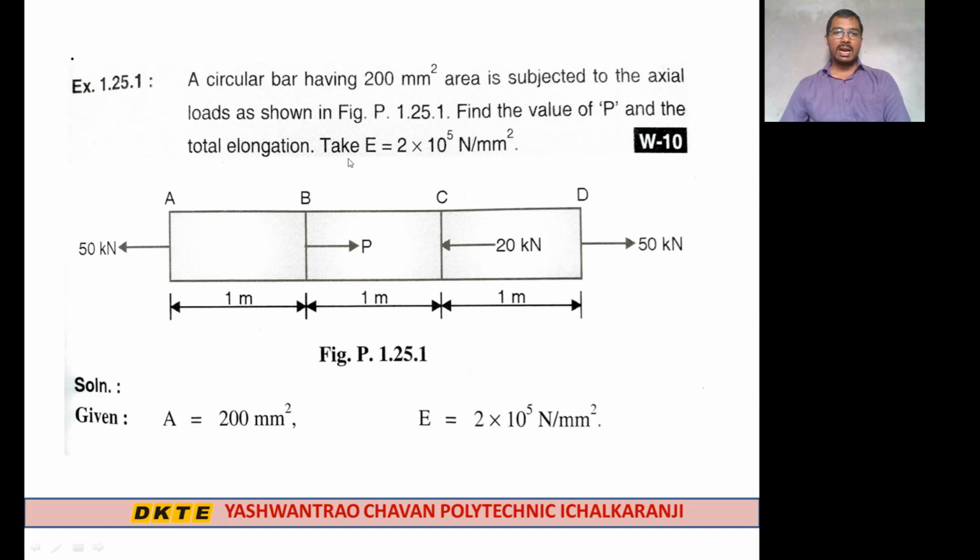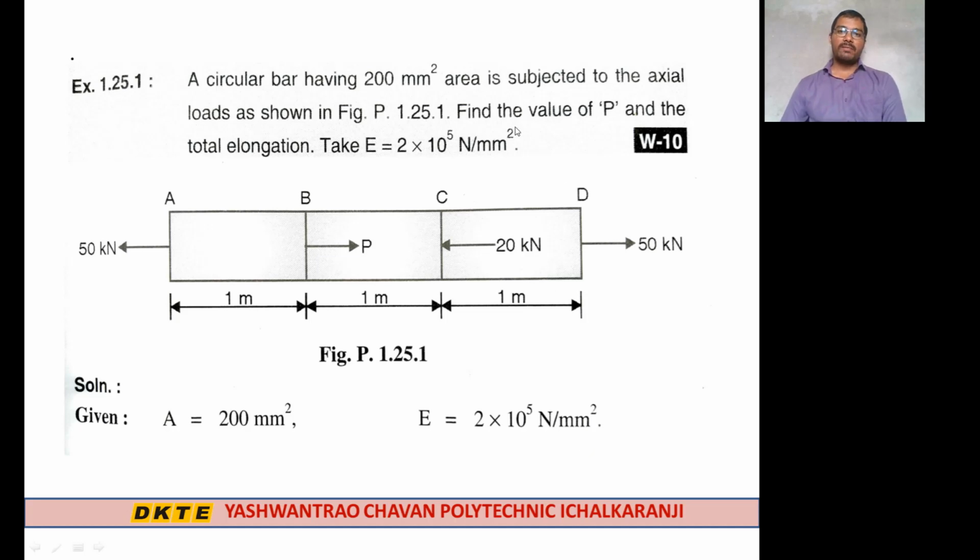Find the value of P and the total elongation. Take E equal to 2 into 10 raised to 5 Newton per millimeter square. Here is the diagram. 50 kilonewton on the left hand side and 50 kilonewton on the right hand side load is acting. P and 20 kilonewton are on the middle section of the object. Length of AB is 1 meter, BC is also 1 meter and CD is also 1 meter. Cross sectional area A is equal to 200 millimeter square. Young's modulus E is given as 2 into 10 raised to 5 Newton per millimeter square.